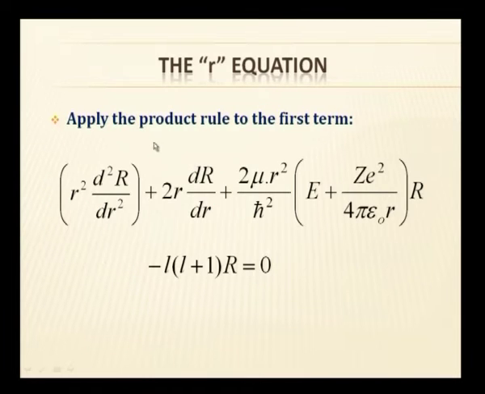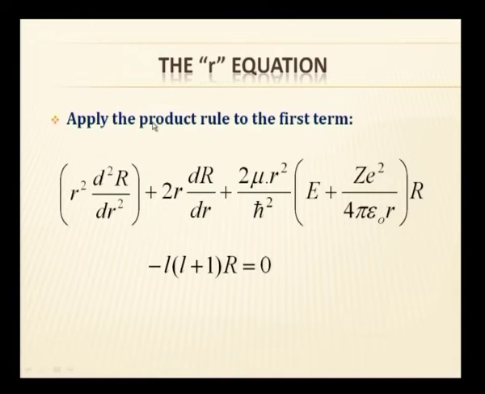Apply the product rule to the first term. By this, what you get now is r square into d square R by dr square plus 2 r by dR by dr plus 2 mu r square by h bar square multiplied by E plus z e square by 4 pi epsilon naught into r minus L into L plus 1 into R will be equal to 0. That is what you finally arrive at for the r equation.